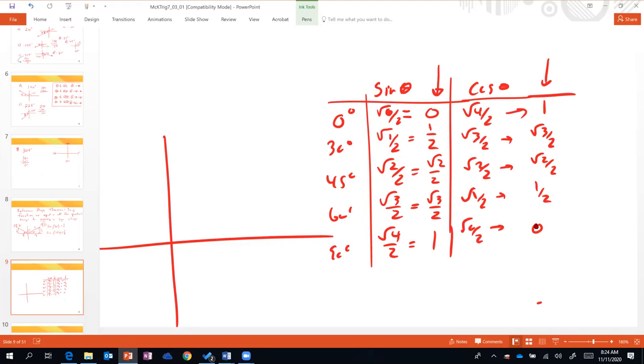Yeah, now I can do tangent. Tangent is just sine over cosine, and I get that one right away. So that's cool. I like the reference angle theorem. I like this little setup right here.